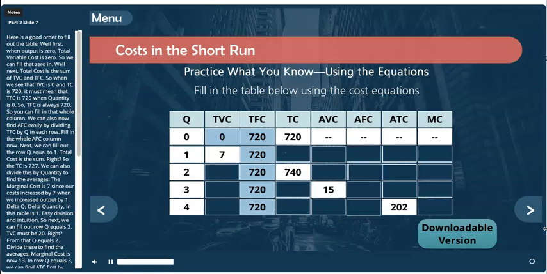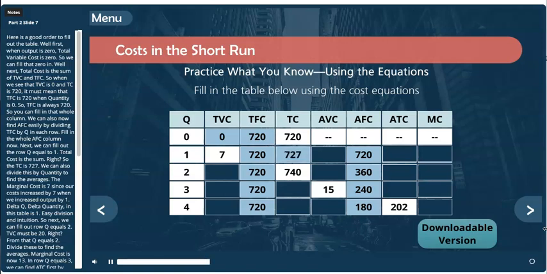We can also now find AFC easily by dividing TFC by Q in each row. Fill in the whole AFC column now. Next, we can fill out the row Q equal to 1. Total cost is a sum, right? So the TC is 727.